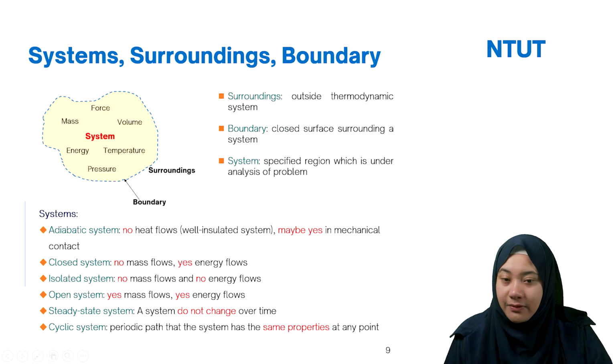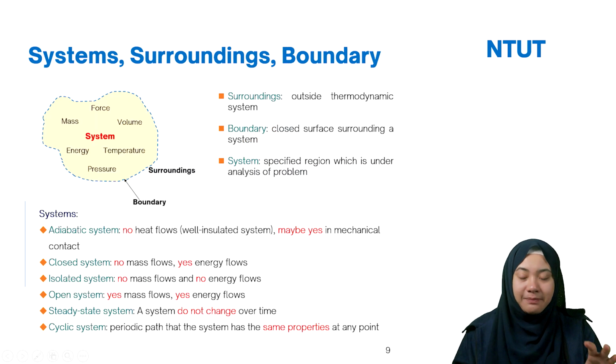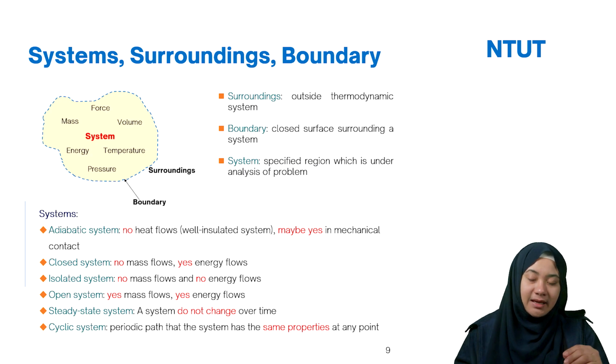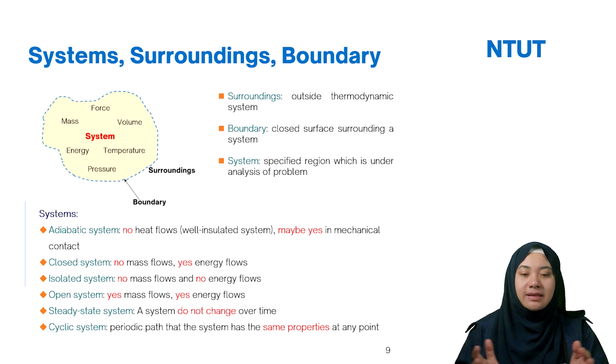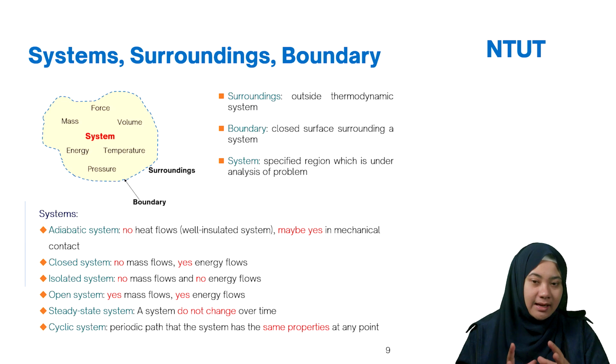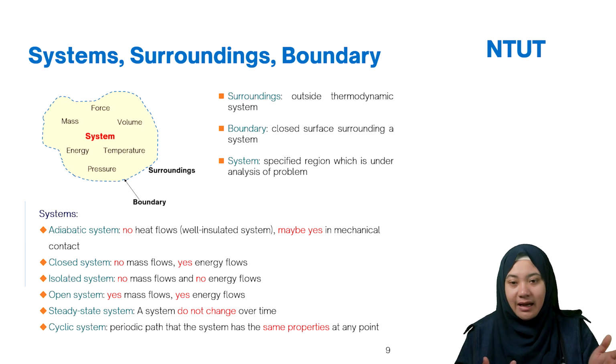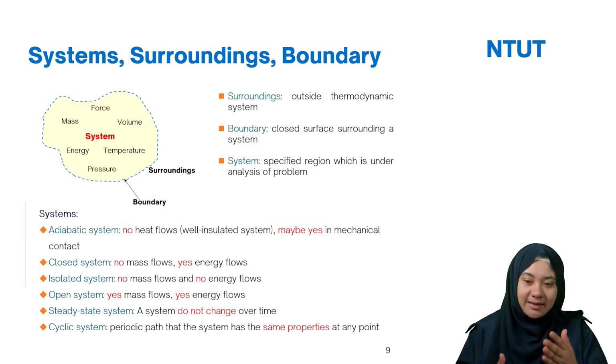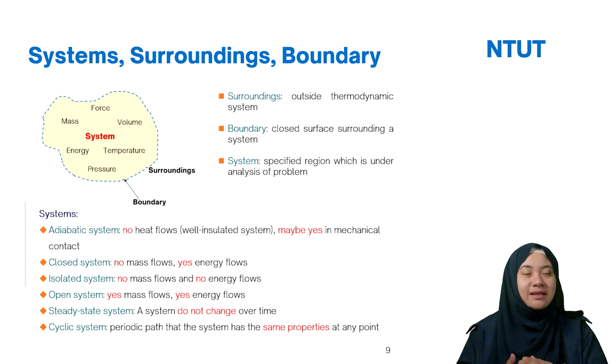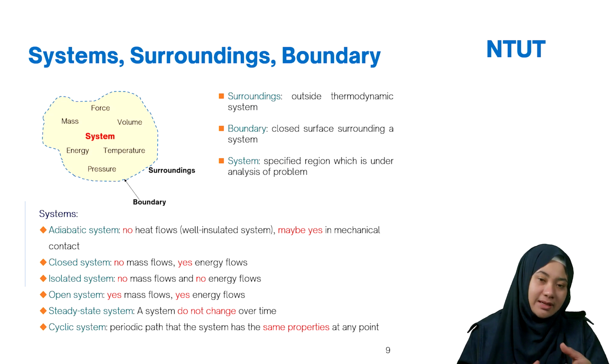Another basic principle of thermodynamics: if you discuss thermodynamics, it consists of the system. So what is the meaning of the system, surroundings, and the boundary? These three concepts you cannot forget. Please remember, because in further chapters maybe I will just say system, adiabatic, closed, isolated, so you already know what the definitions are. In this chapter, I will define what the system, the surroundings, and the boundary are.